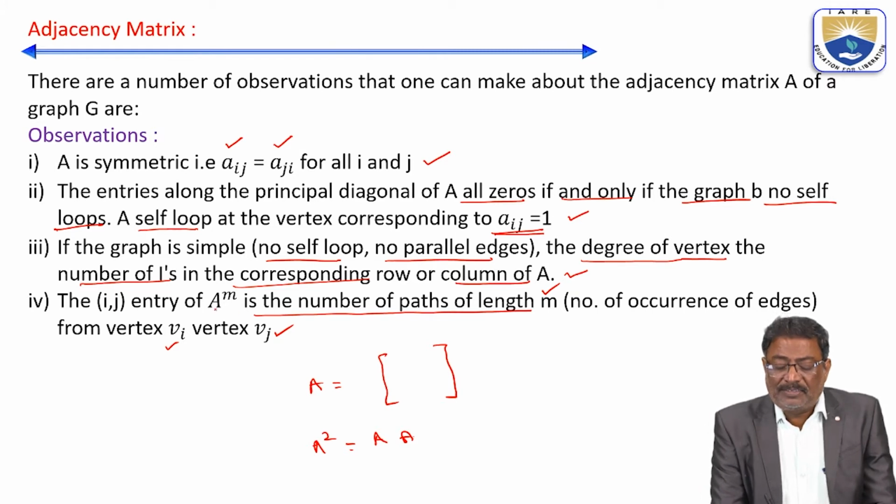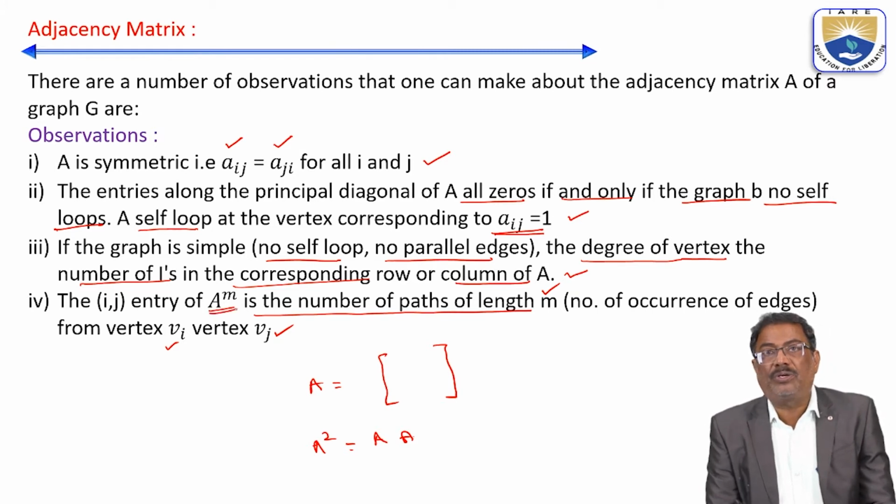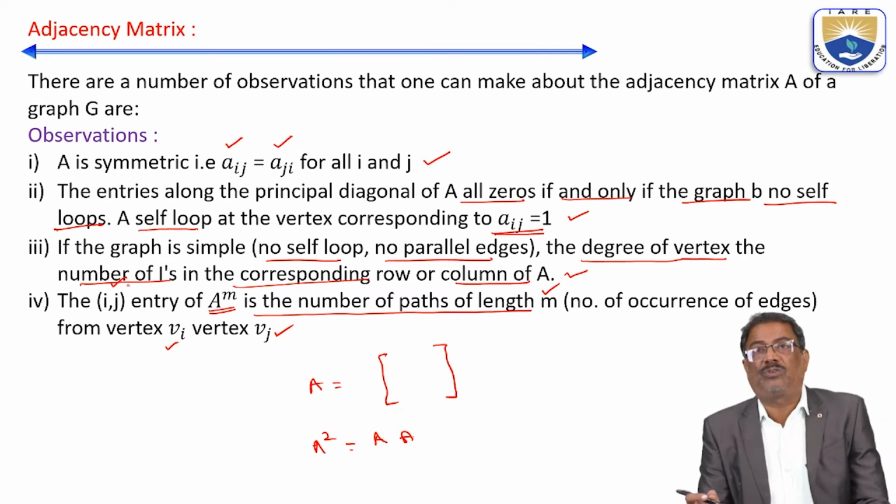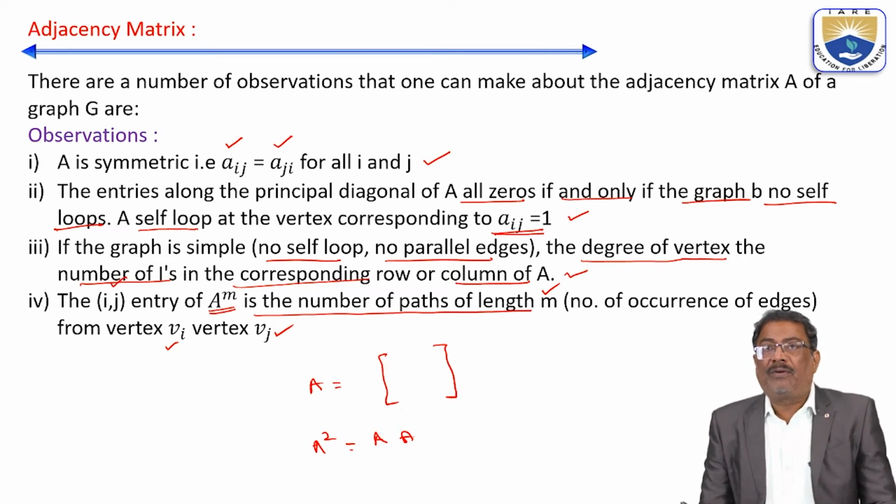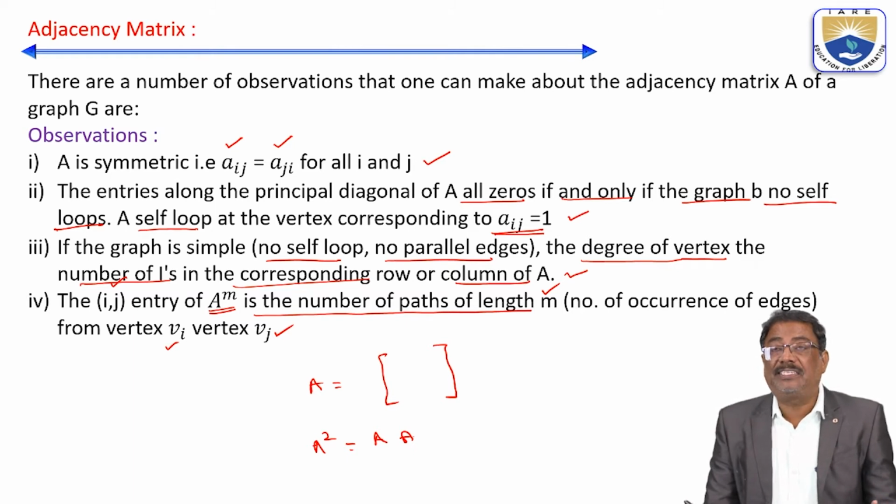Like that, suppose we calculate A to the power of m. If the corresponding i comma jth position is equal to 1, then from vertex Vi to Vj there is a path of length m. So these are some observations regarding the adjacency matrix.